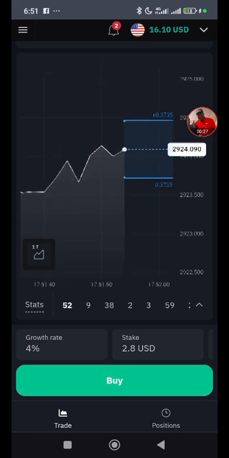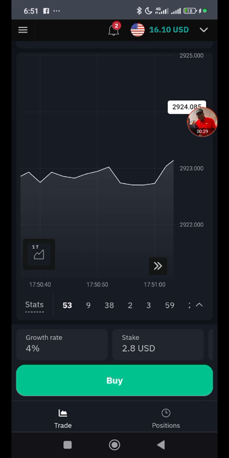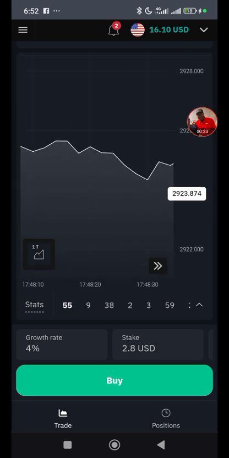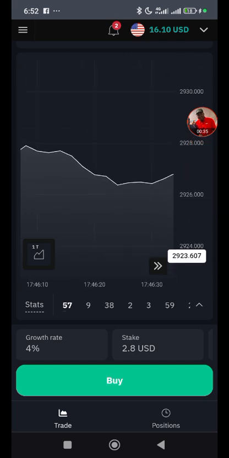Probably, let me see if I can. You can see all this green. These are trades I've taken before. All I need to do is wait for the right signal, then click on enter. I cannot start. There is likely not going to be a signal.